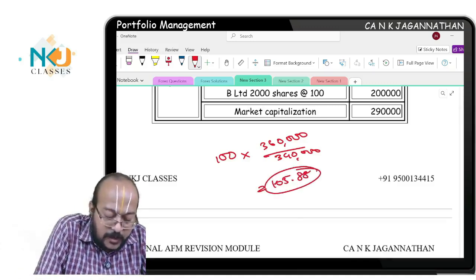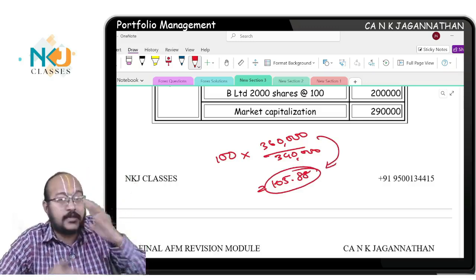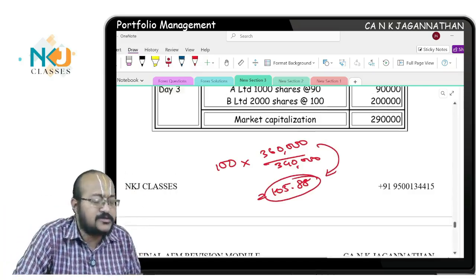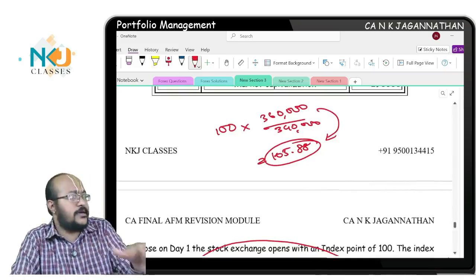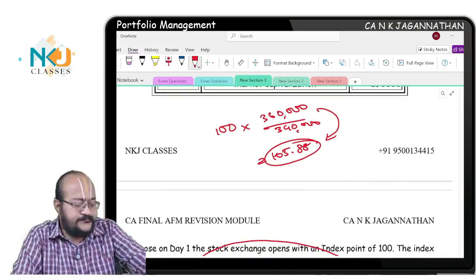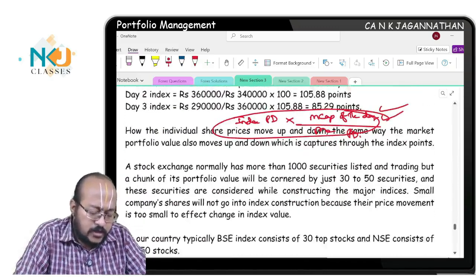105.88, which means this index will capture the appreciation in the share price of all these 50 companies through market capitalization. Are you understanding? This is just one of the methods. Most of the indices in many countries follow this method. Some also use other methods. Anyway, this is very common. This you need to understand.